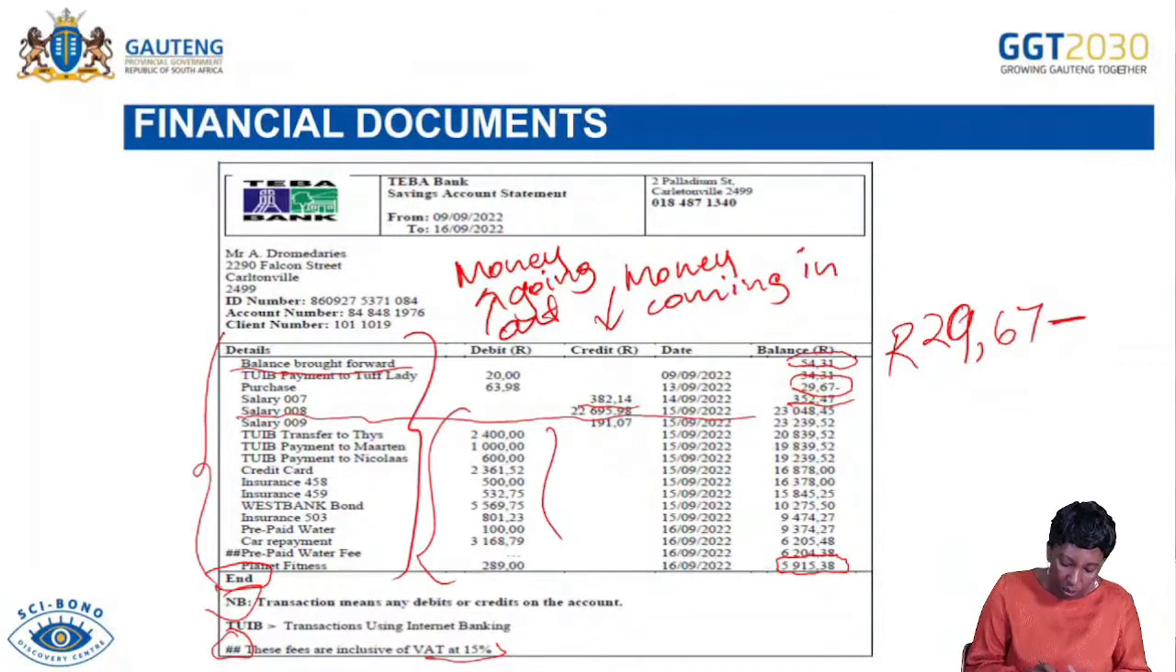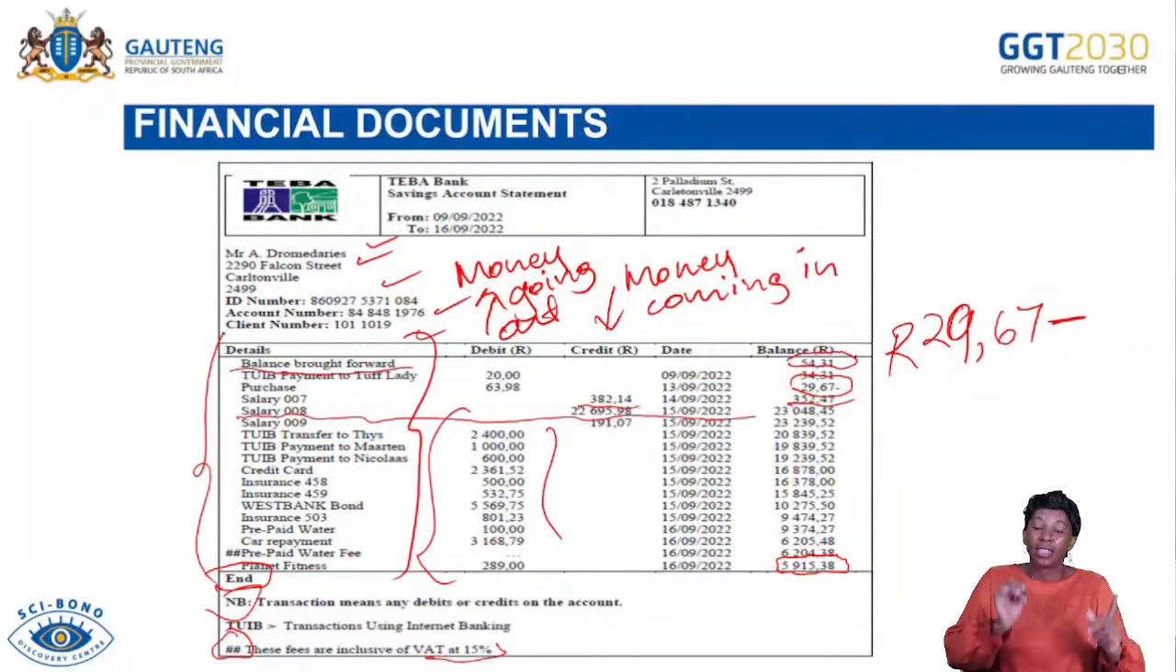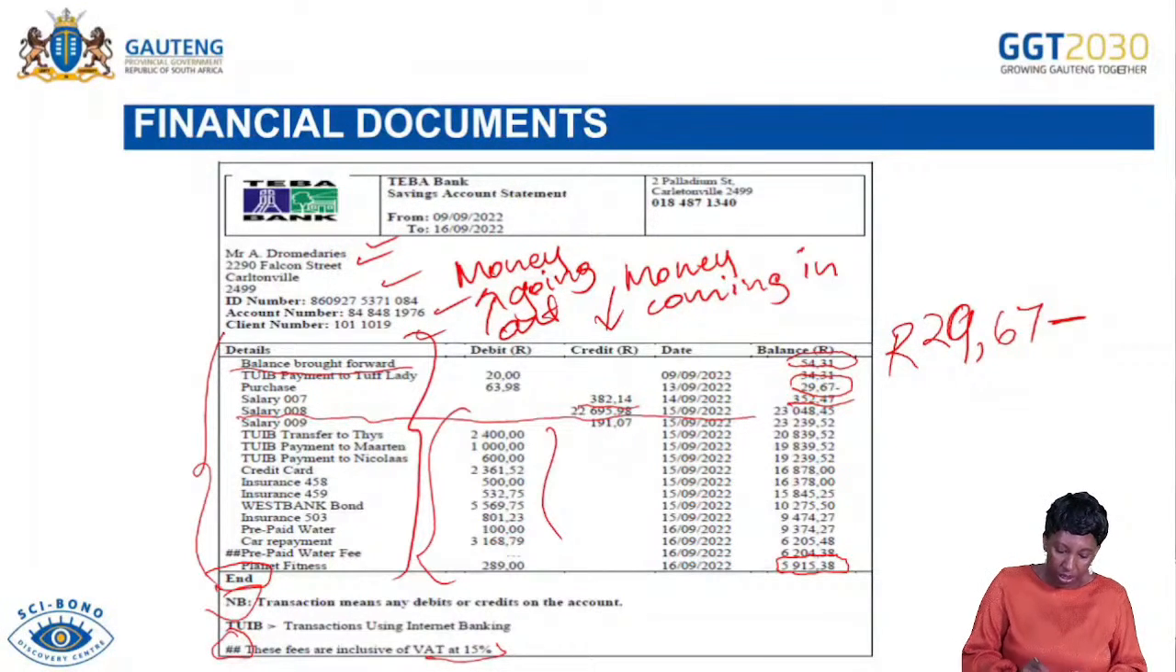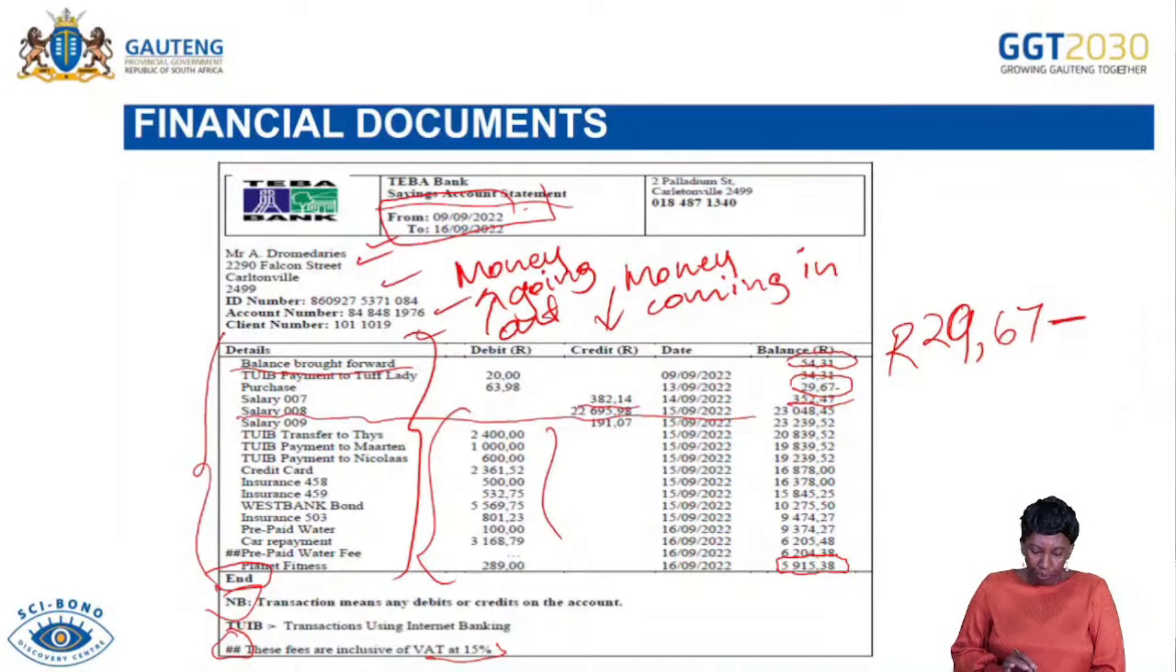And also this account belongs to who? Mr. Dromedaris, and then the address of Mr. Dromedaris, the ID number, the account number, and then the client number. How does Taiba Bank identify that this account belongs to their person who is Mr. Dromedaris? They are checking the client number, and then the type of account, it is a savings account. And then the period of the statement is from when? From the 9th of September 2022 up until 16 September 2022.